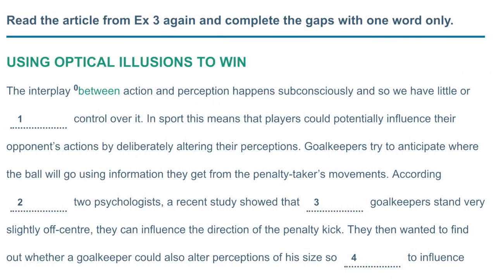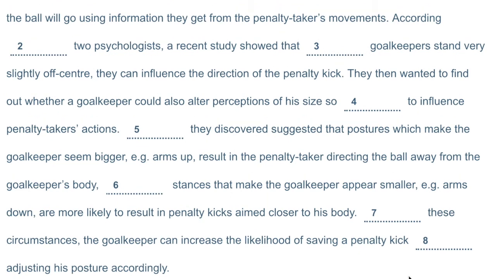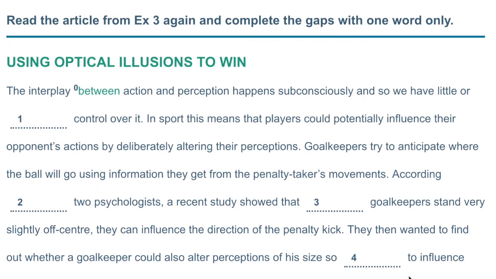Okay, now that you have read the article at least once, we're going to proceed to completing this open-close activity. As you know, an open-close activity requires you to fill in gaps. In this case, we have, as you can see, 8 gaps with one word and only one word. And as you know, these words are mostly grammatical words. What do I mean by that?